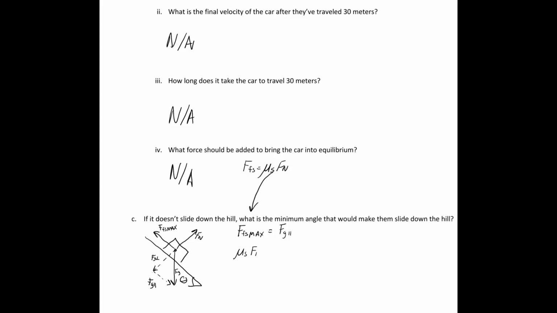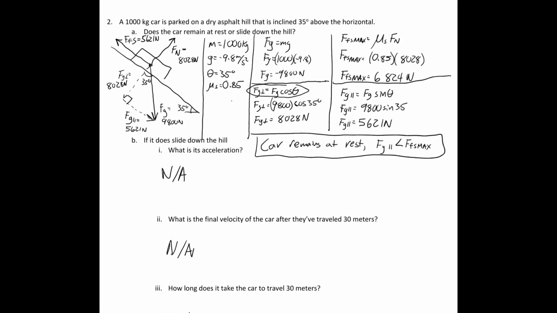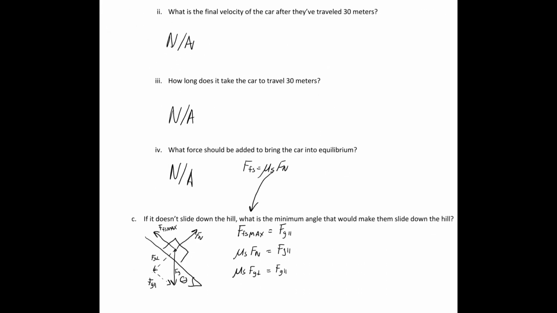Mu s Fn is equal to Fg parallel. Well, what's the normal force equal to? The normal force is equal to the perpendicular component of the weight. So let's rewrite that as Fg parallel is equal to the coefficient mu s times Fg perpendicular. Now, looking back, when we were finding the components, we had these handy equations, these little shortcuts. Let's plug those in for the perpendicular and the parallel component, because this angle, even though we don't know what it is yet, is still theta.